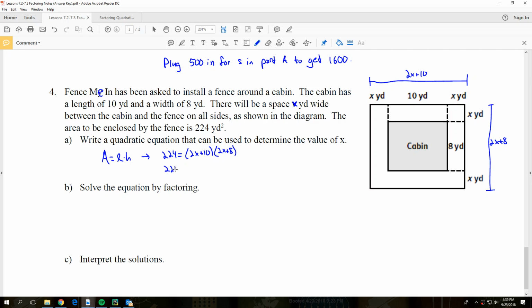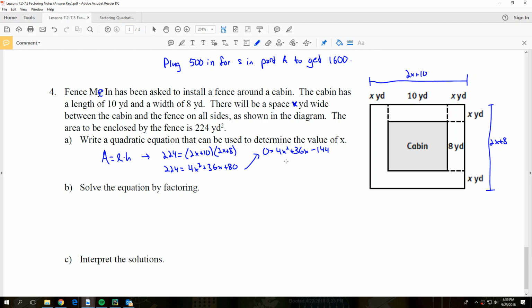So this is 224 is equal to, and that will be 4x squared. What is that? 20 plus 36x plus 80. All right. And these are all divisible by 4, but I'm actually going to move this over first. So this becomes 0 is equal to 4x squared plus 36x. And then subtracting, we have minus 144. So 80 minus 224 is 144.